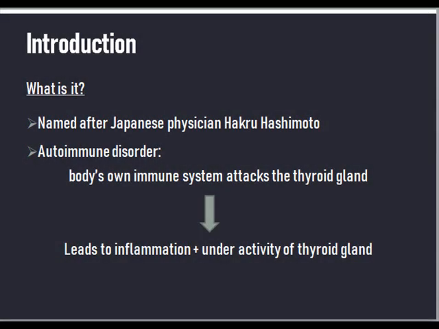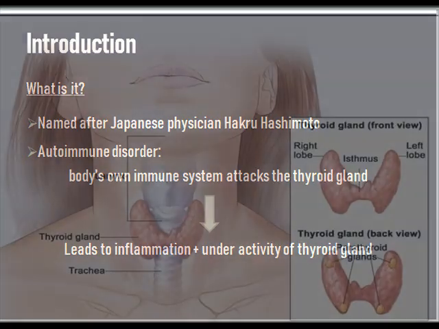What is Hashimoto's thyroiditis? It is named after Japanese physician Hikaru Hashimoto, an autoimmune disorder in which the body's own immune system attacks the thyroid gland, causing infiltration of lymphocytes and plasma cells between follicles, leading to atrophy of follicles and inflammation and underactivity of the thyroid gland.